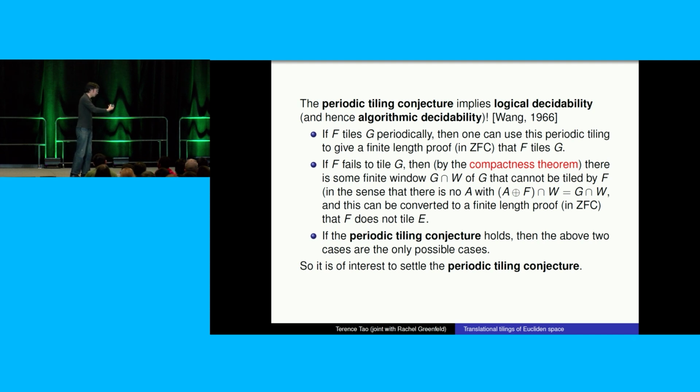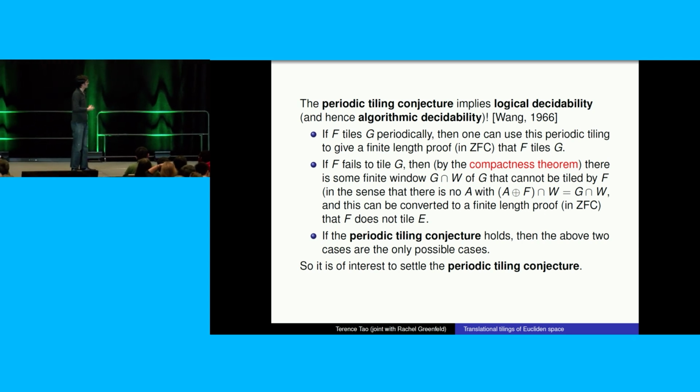And so the third case is the aperiodic case, where you do tile, but only aperiodically. And there's no obvious way to either prove or disprove in finite time that you tile. But the periodic tiling conjecture says that the third case doesn't exist, that there are no aperiodic tiles, and so you only are in the decidable cases. So this is one of the historical motivations for studying this conjecture.